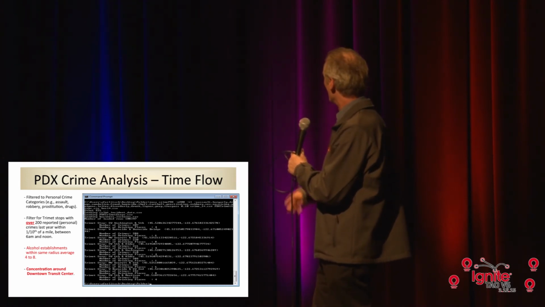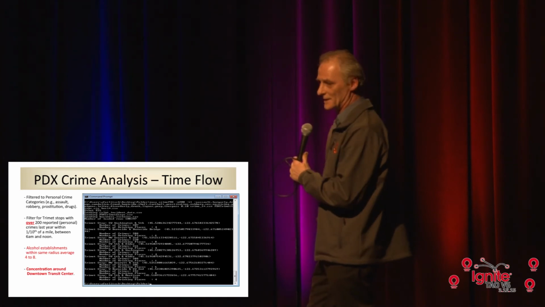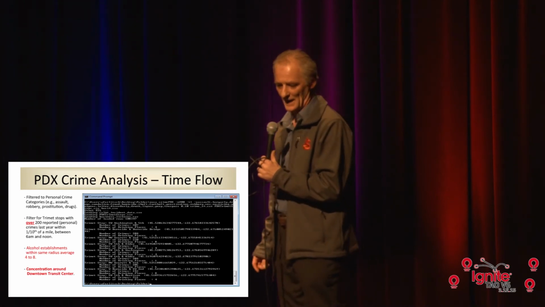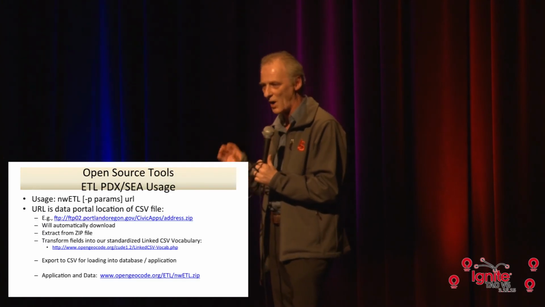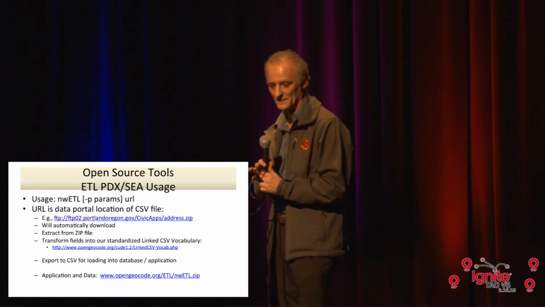And then finally what we did is we looked at how crime flowed through the day, and what we found is that it would start concentrated in the downtown transit center, and actually you could follow the transit routes to the outlying area and watch crime actually following.